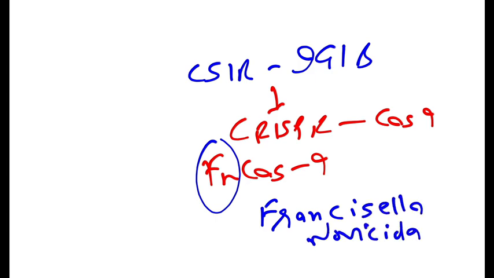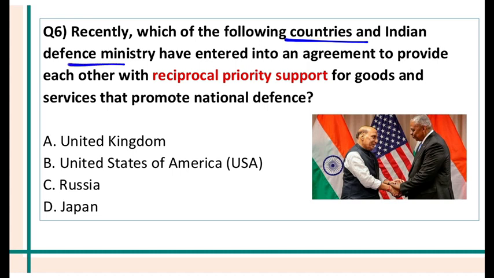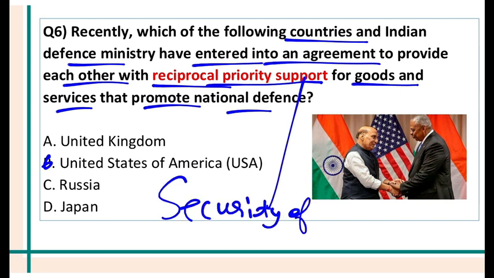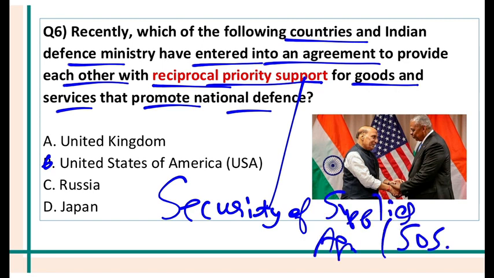Which country and the Indian Defense Ministry have entered into an agreement to provide each other with reciprocal priority support for goods and services that promote national defense? So we have signed this deal with the United States of America. A very important question. It is a bilateral treaty, non-binding, so it is not legally binding. And what is the name of this agreement? It is called Security of Supplies Agreement. You can call it SOSA.